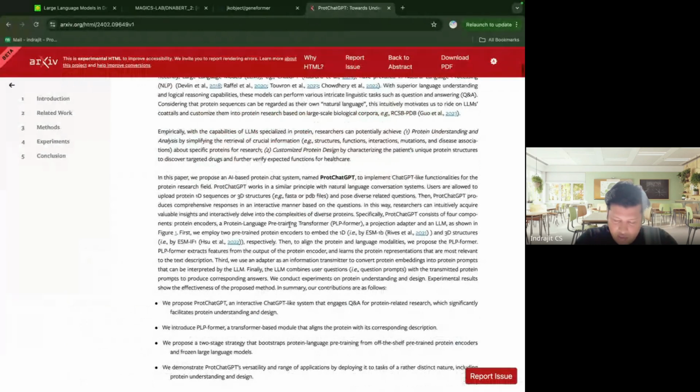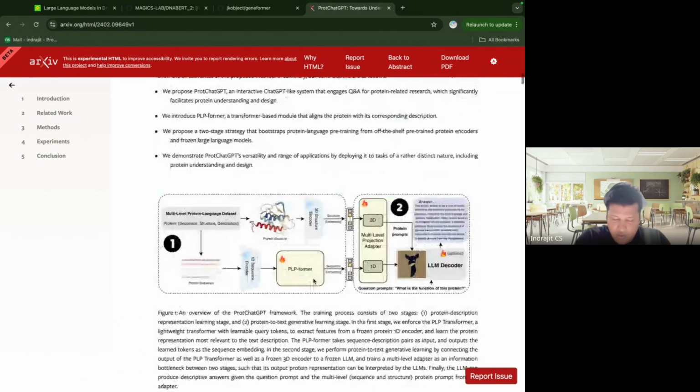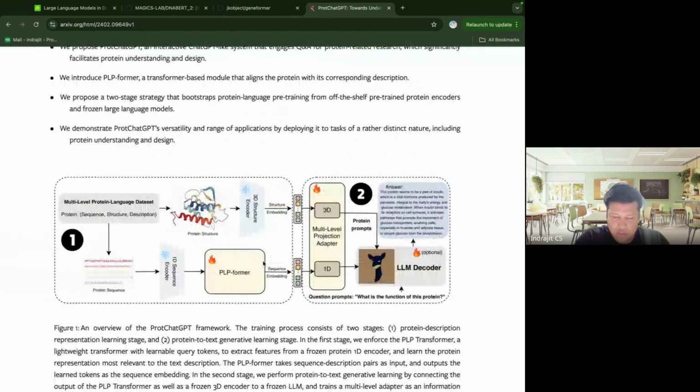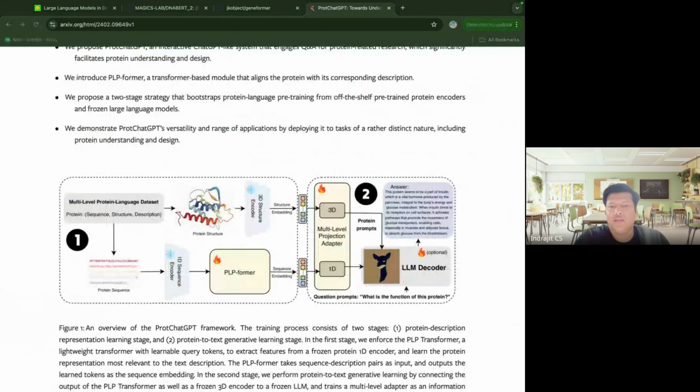So this ProtChat, or ProtChatGPT, implements ChatGPT-like functionalities for the protein research field. It works on a similar principle to a natural language conversation system. Users are allowed to upload protein 1D sequences or 3D structures, FASTA or PDB files, and pose diverse related questions. Okay, has anyone explored ProtChatGPT here?